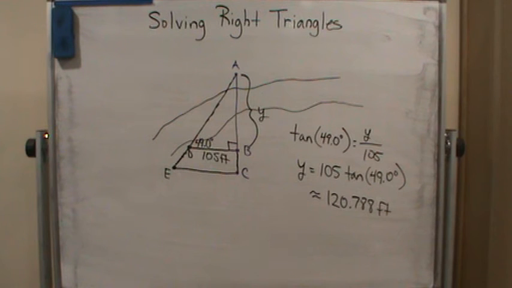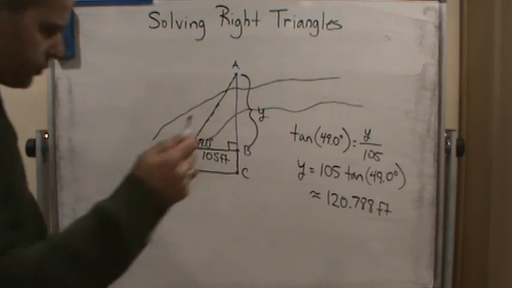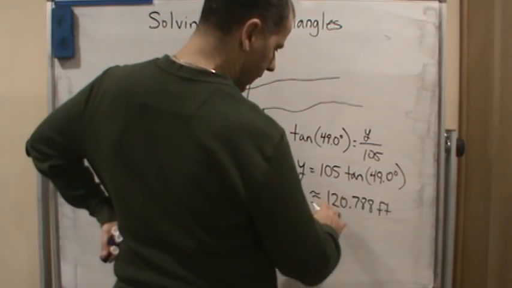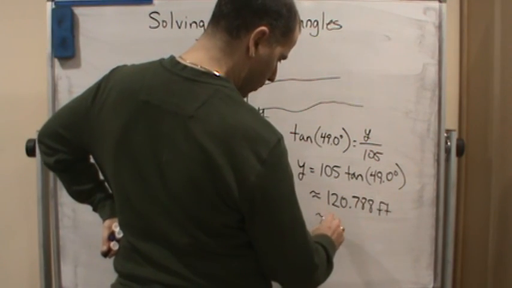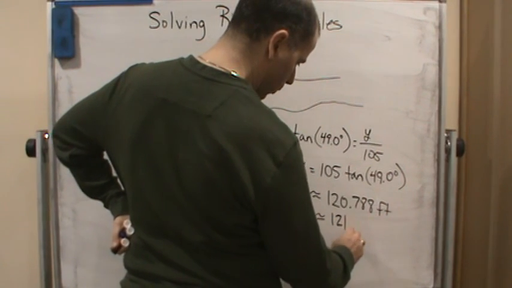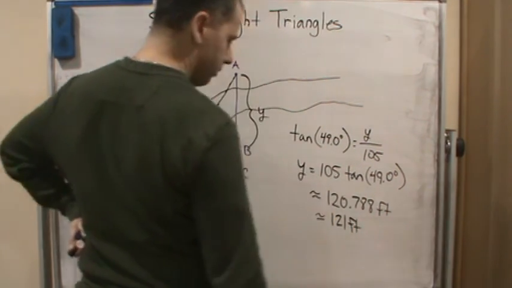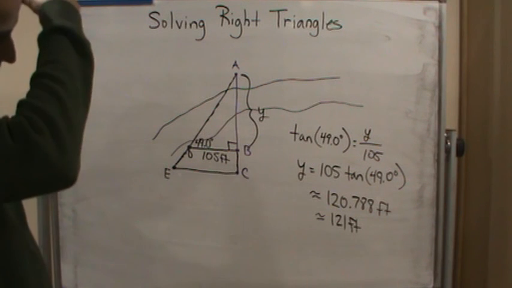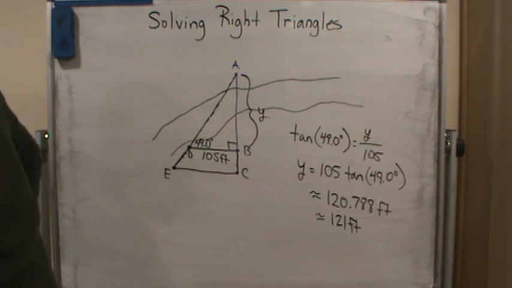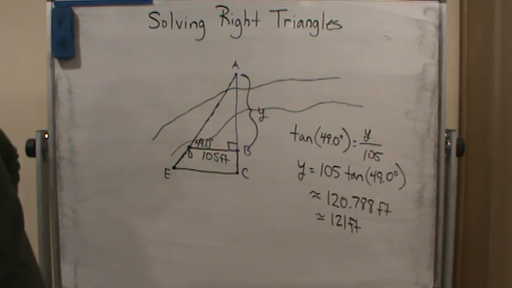Okay, apparently they're going up to the nearest foot, which is fine. So here they're going out to the nearest foot, which would be approximately 121 feet. Okay, now that's 3 significant digits, but again, it just depends on the situation and what the directions say.